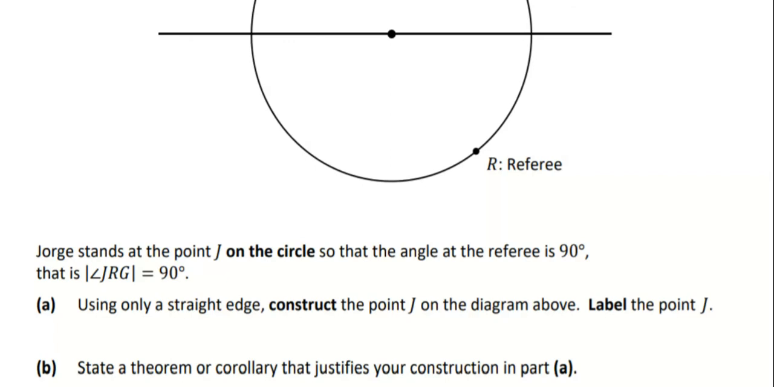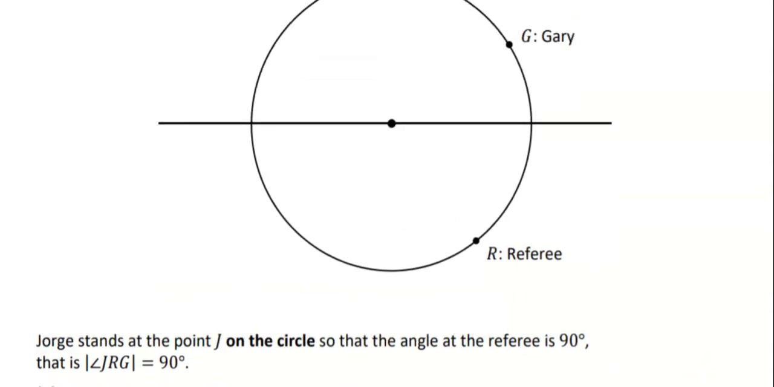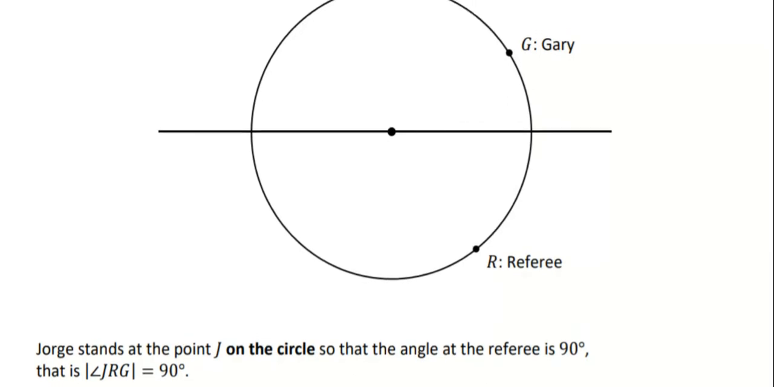Okay. Jorge stands at a point J on the circle, so the angle at the referee is 90 degrees. So where's Gary? So that the angle at the referee is 90 degrees.